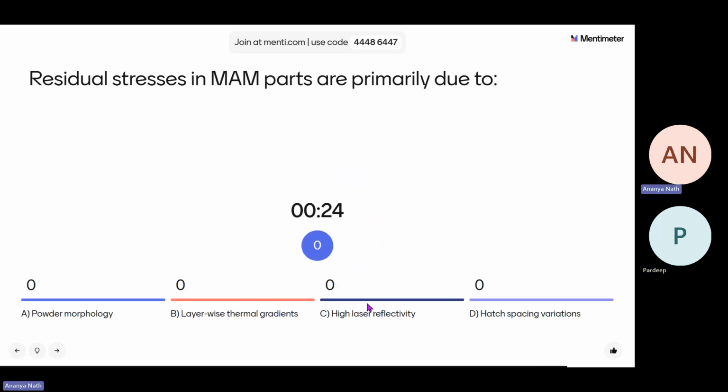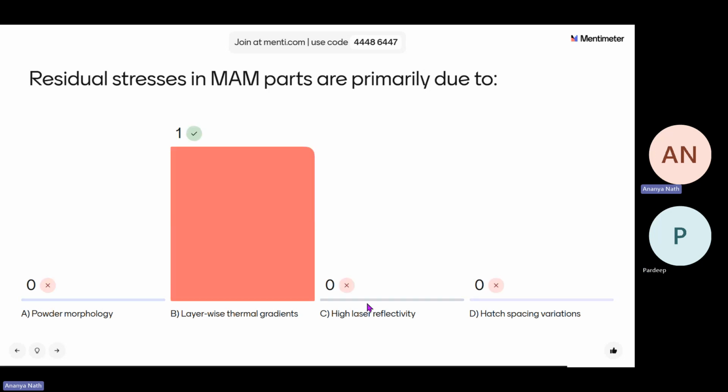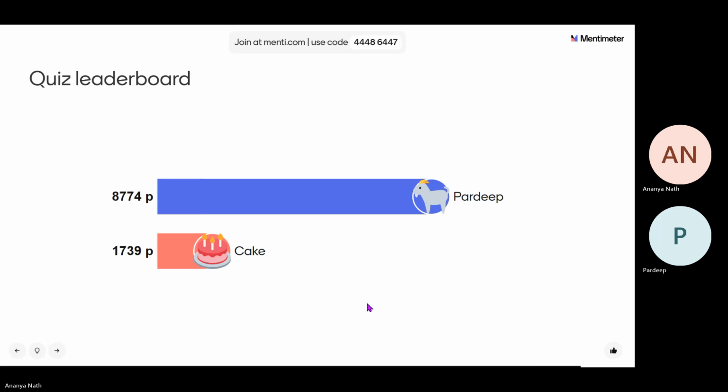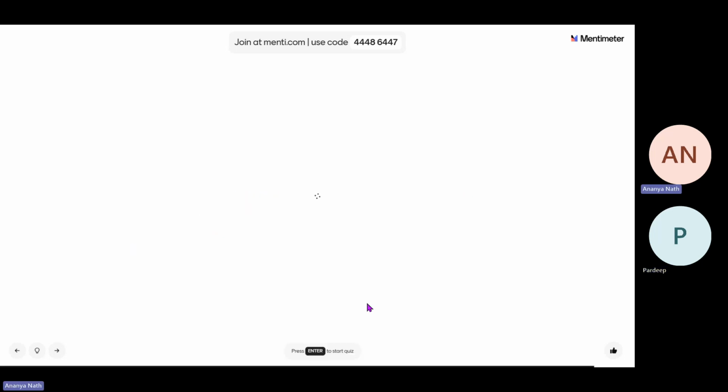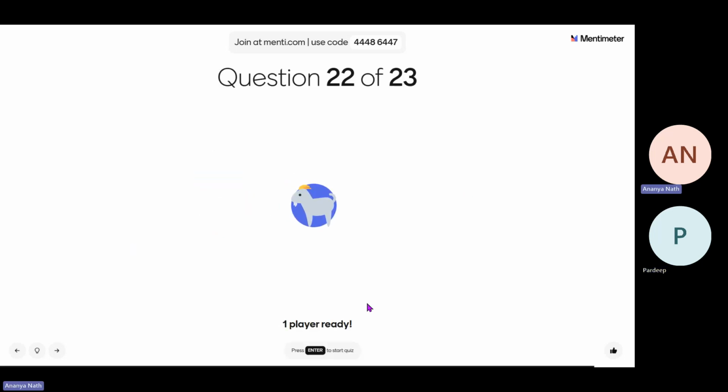Residual stress in metal additive manufacturing parts are mainly due to... So it's a layer by layer process. Layer by layer, you're putting heat, and you are not getting enough space to dissipate the heat, and also the thermal gradient is high. So it's the layer wise thermal gradients. Think like that, so your things will be easy to answer.